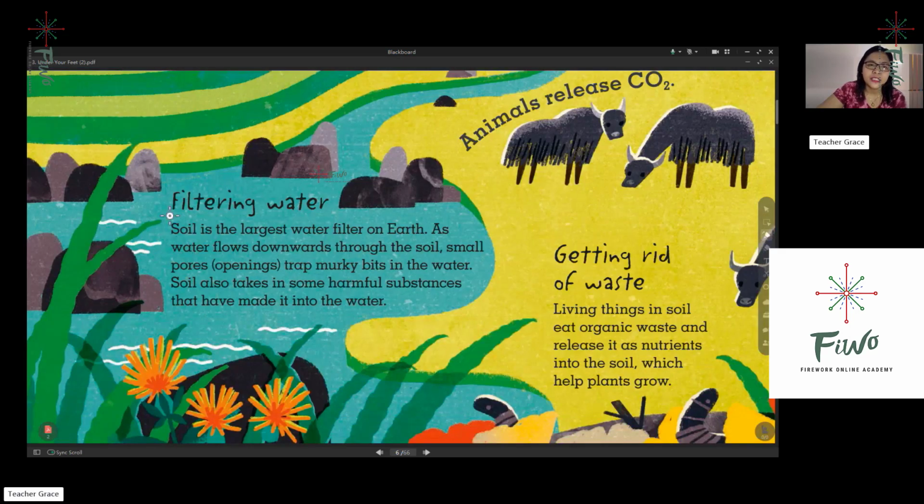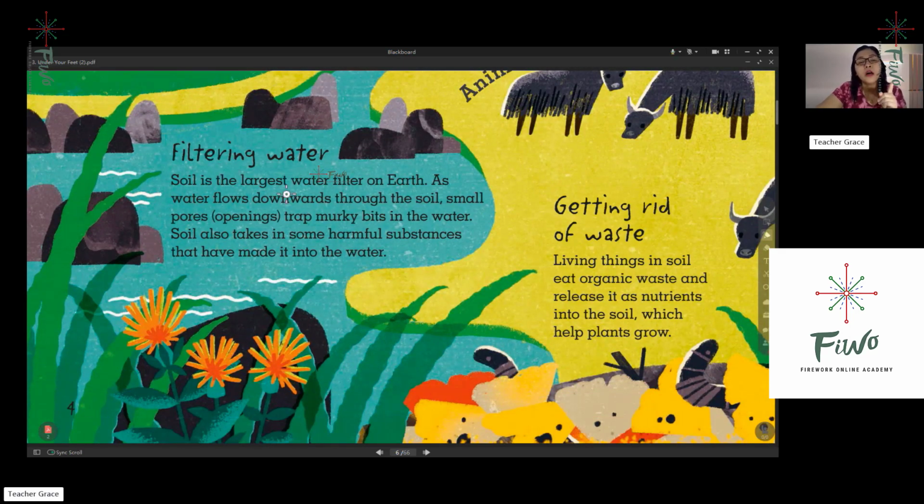Okay, here also, look at this. Filtering water. One of the importances of soil is that it helps in filtering water. Kindly read this, Lee. Soil is the largest water filter on earth. As water flows downwards through the soil, its pores catch murky bits in the water. Soil also takes in some harmful substances that have made it into the water. Yeah. Okay, so it says here that the soil helps filter water, and this is the biggest filter on earth.